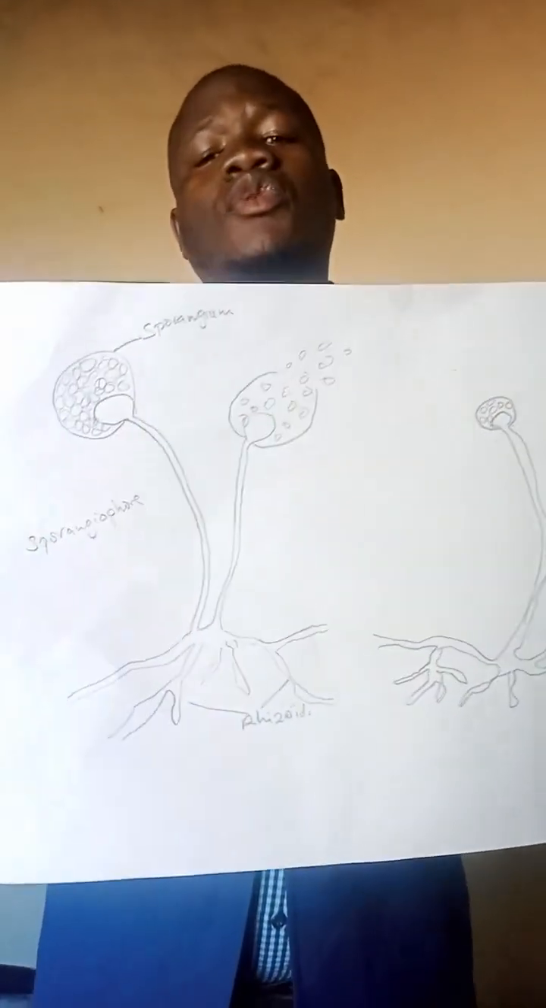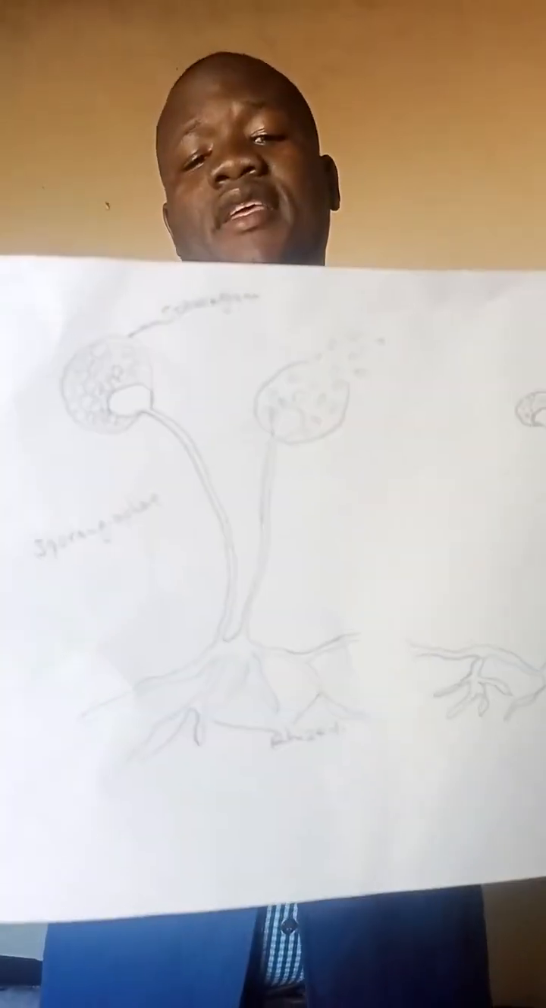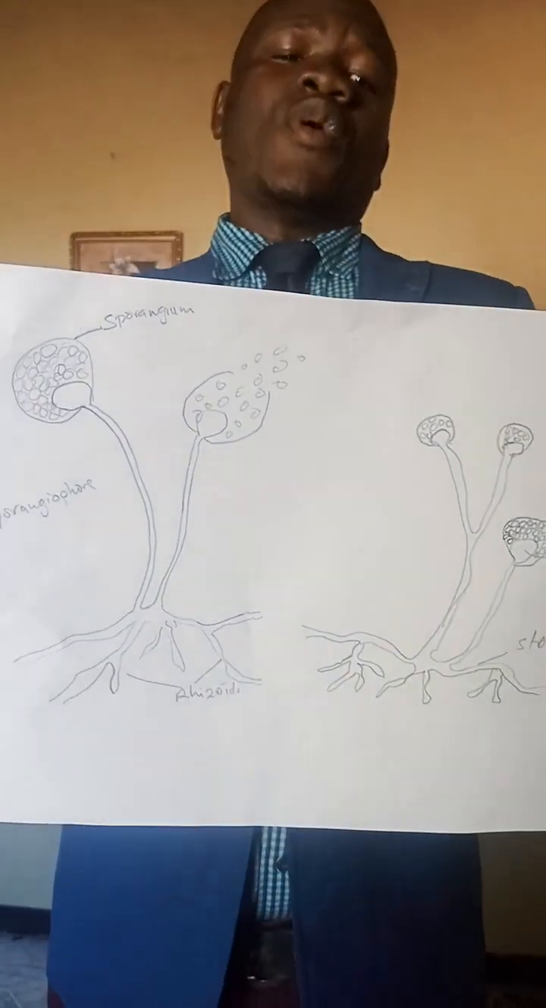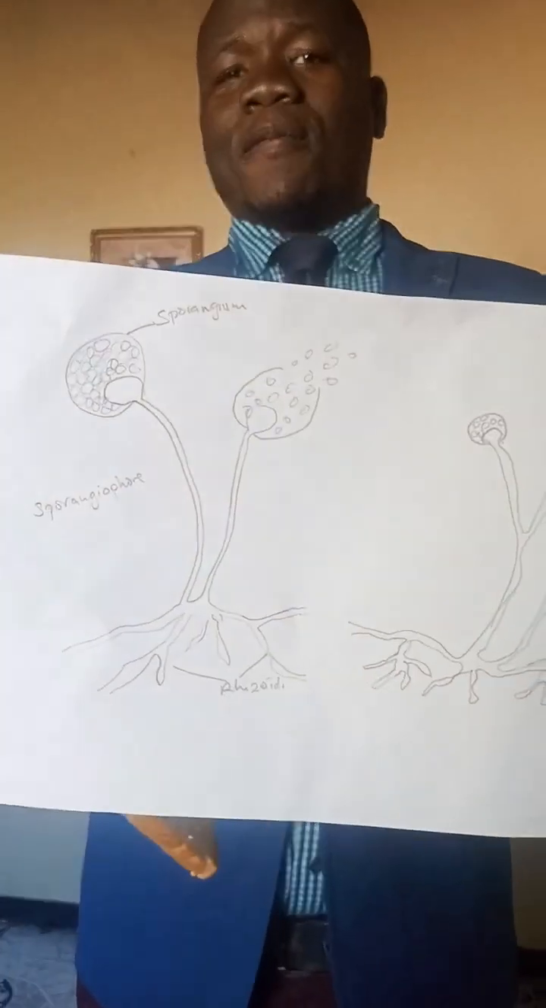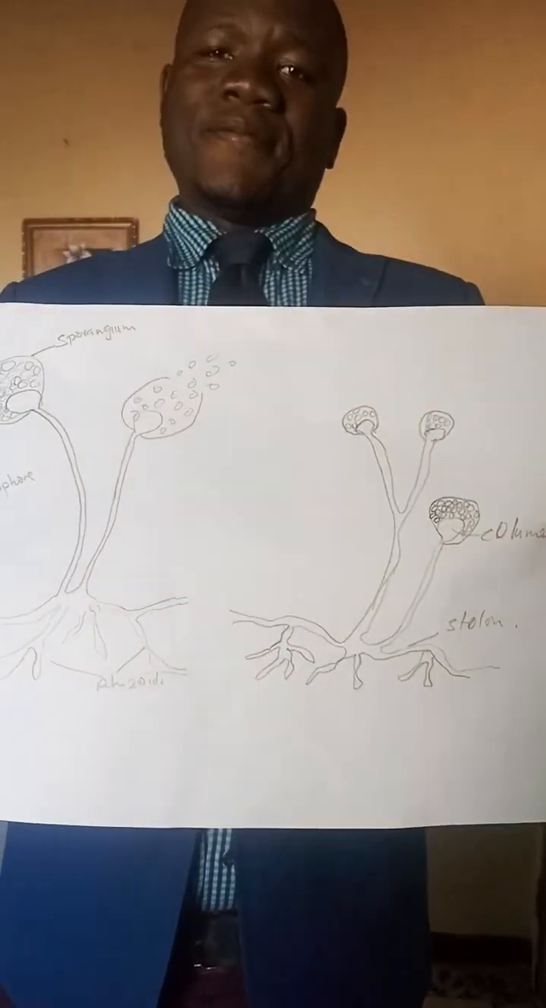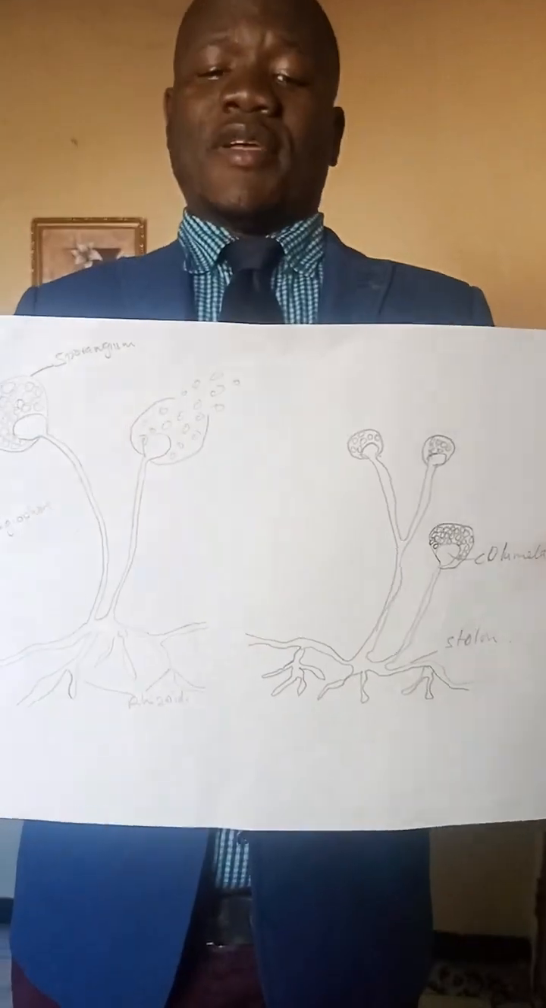Okay, so we'll go on to identify the parts of the rhizopus, showing them that the rhizoids, which are root-like structures, are the ones where nutrients are absorbed from. Enzymes are secreted and nutrients absorbed. So that is how I will explain.